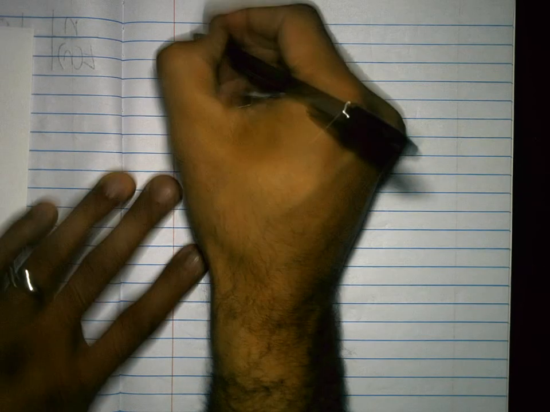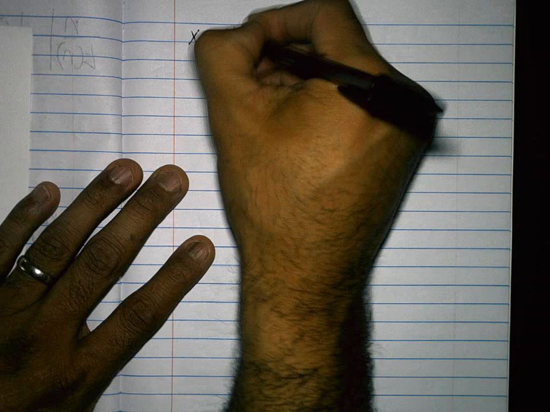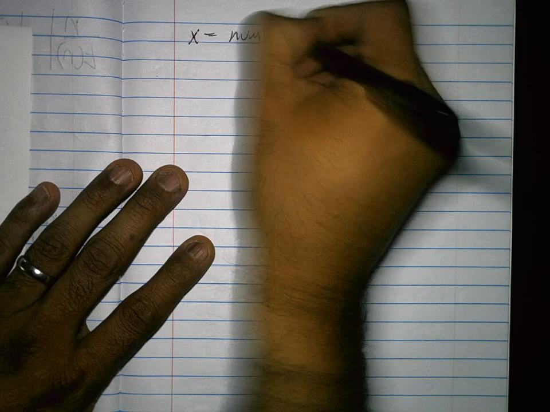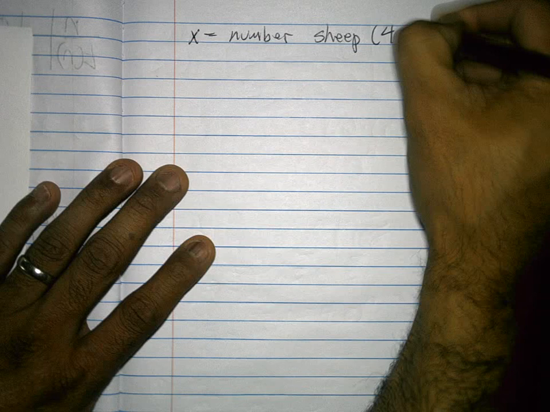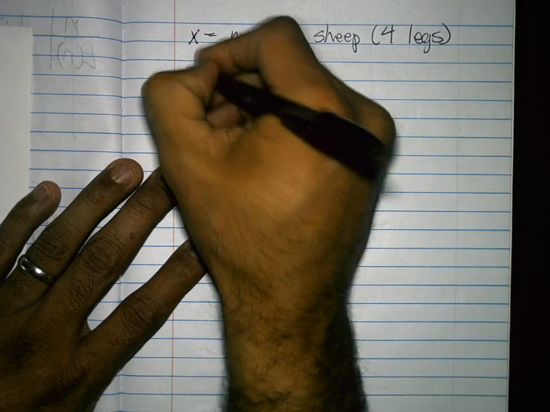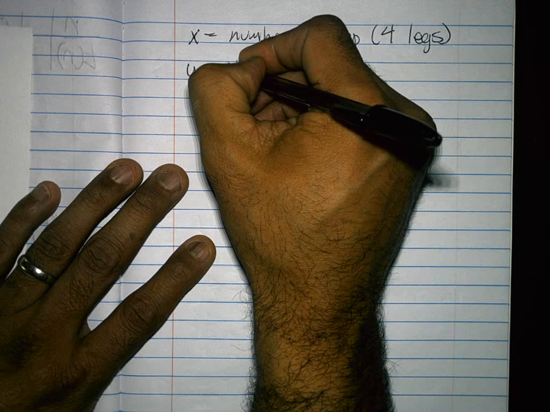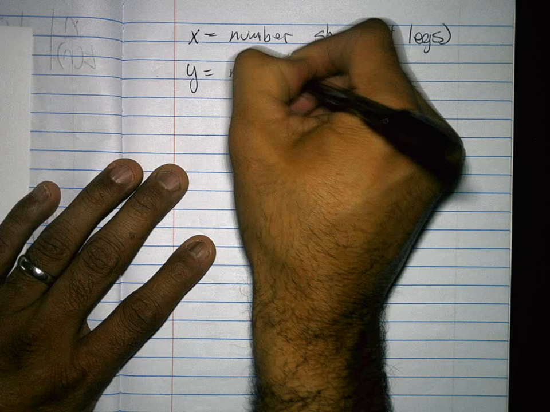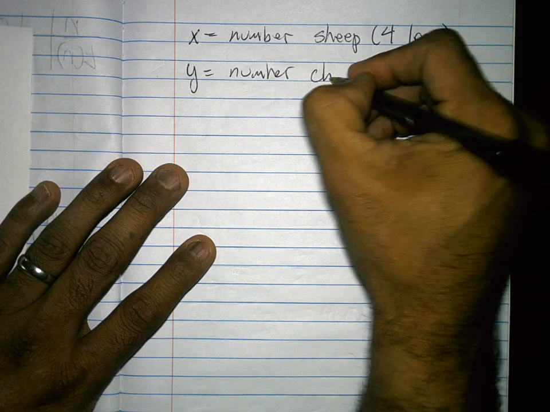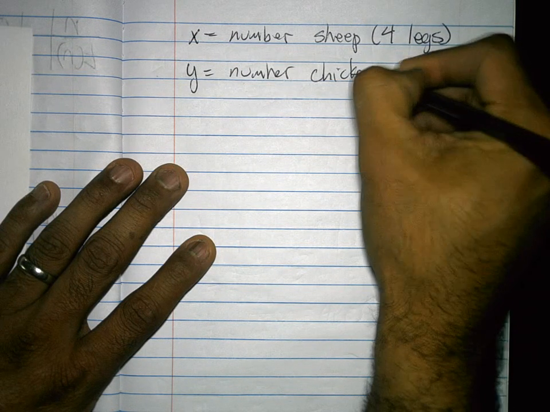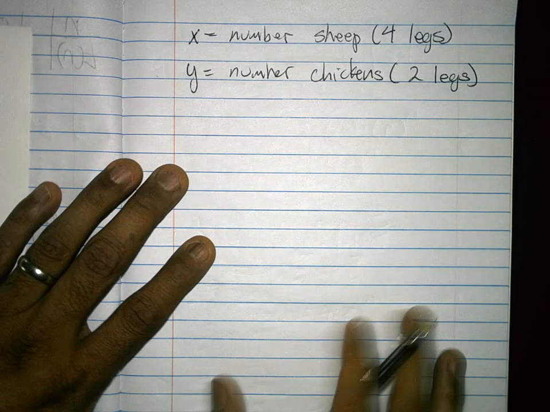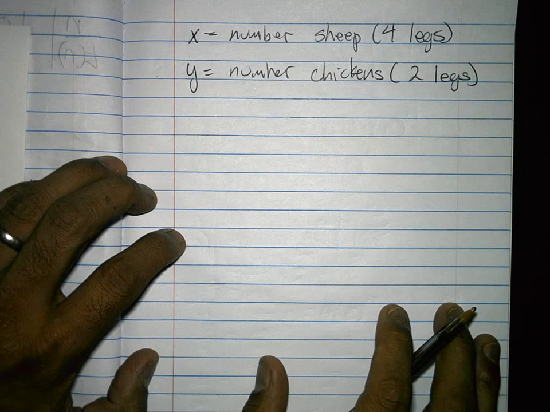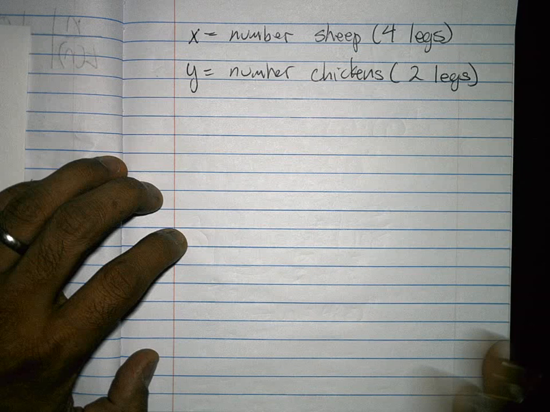So we're going to let x equal the number of sheep, aka 4 legs. We're going to let y equal the number of chickens, which is animals with 2 legs. So we have 2 equations. One that does just the number of animals, and one has to do with the legs.